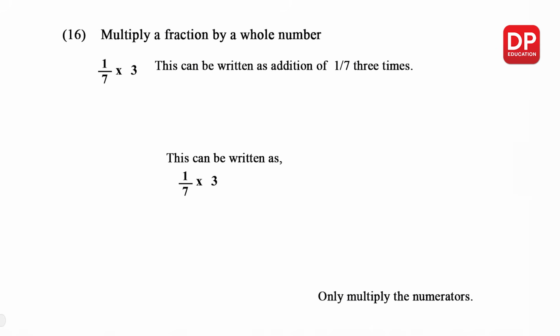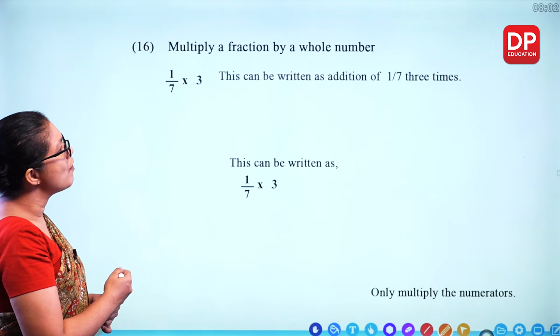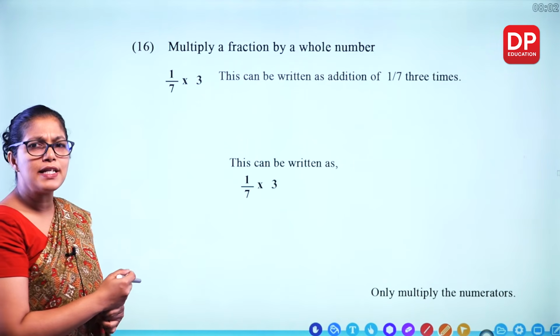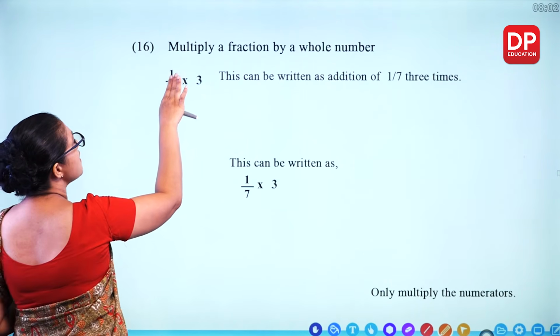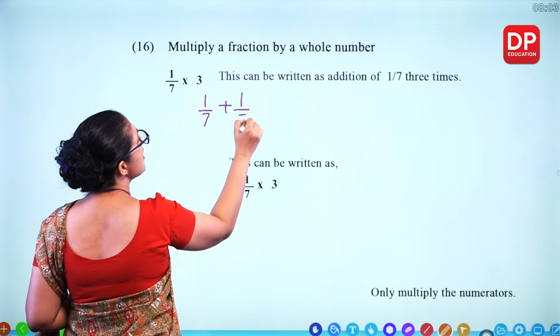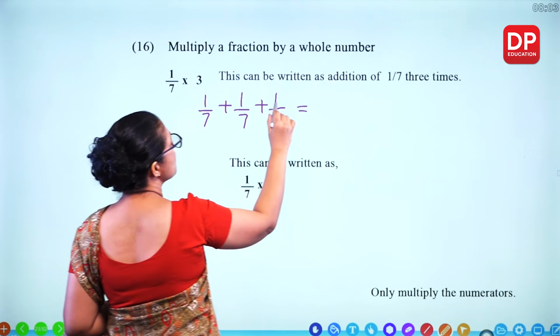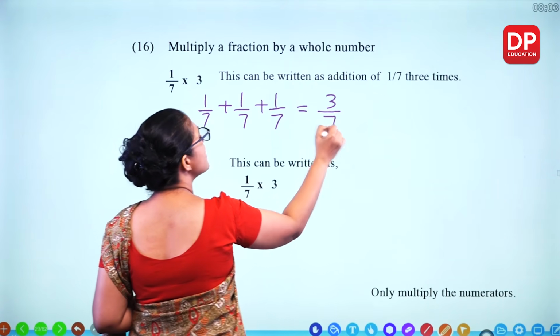Now we'll do multiplication. Multiply a fraction by a whole number. So this can be written as addition of 1/7 3 times. 1 over 7 3 times means addition of 1 over 7 3 times. So what's the answer? 1 plus 1 plus 1, 3, 3/7.